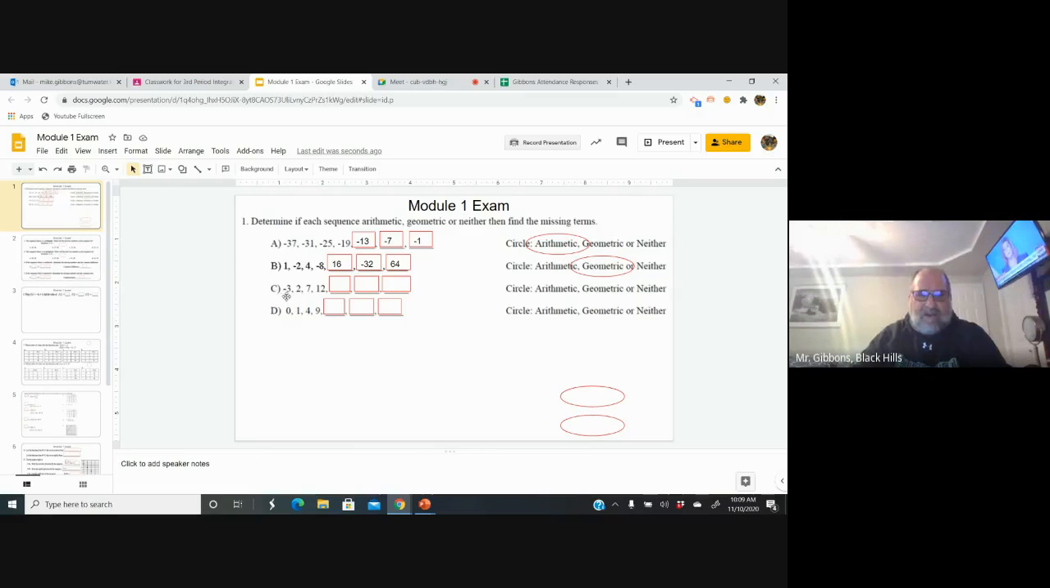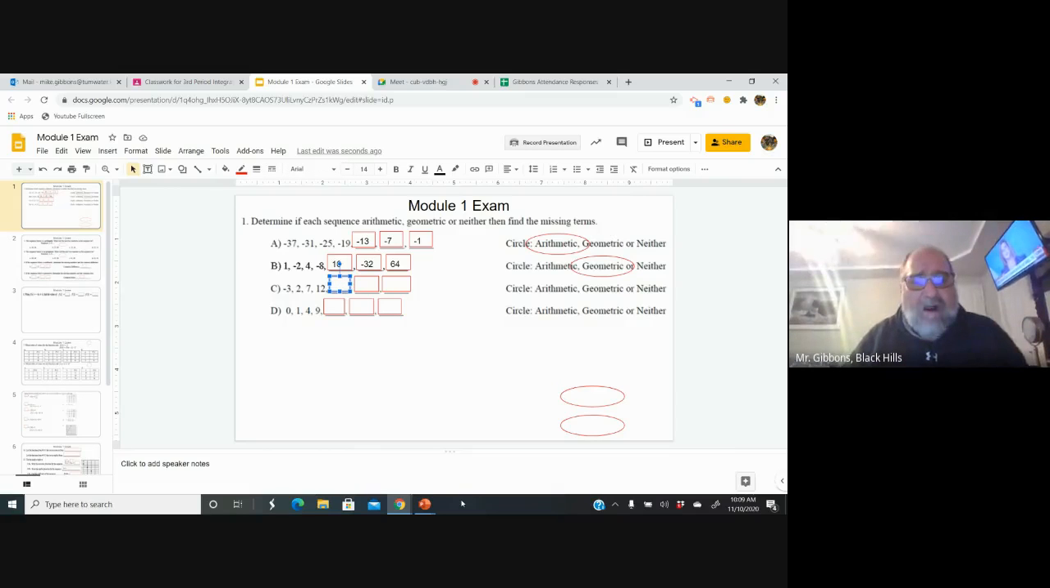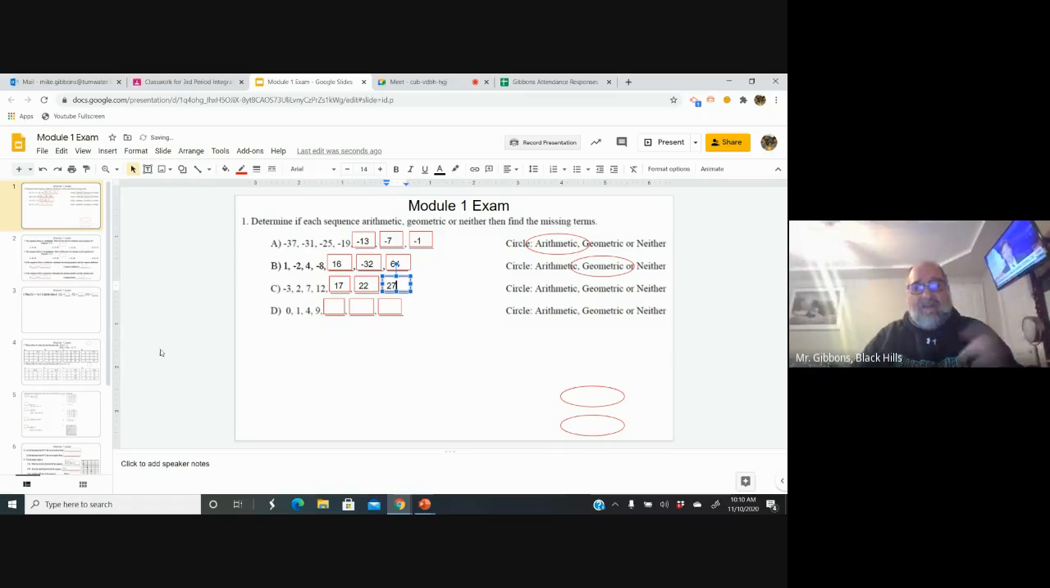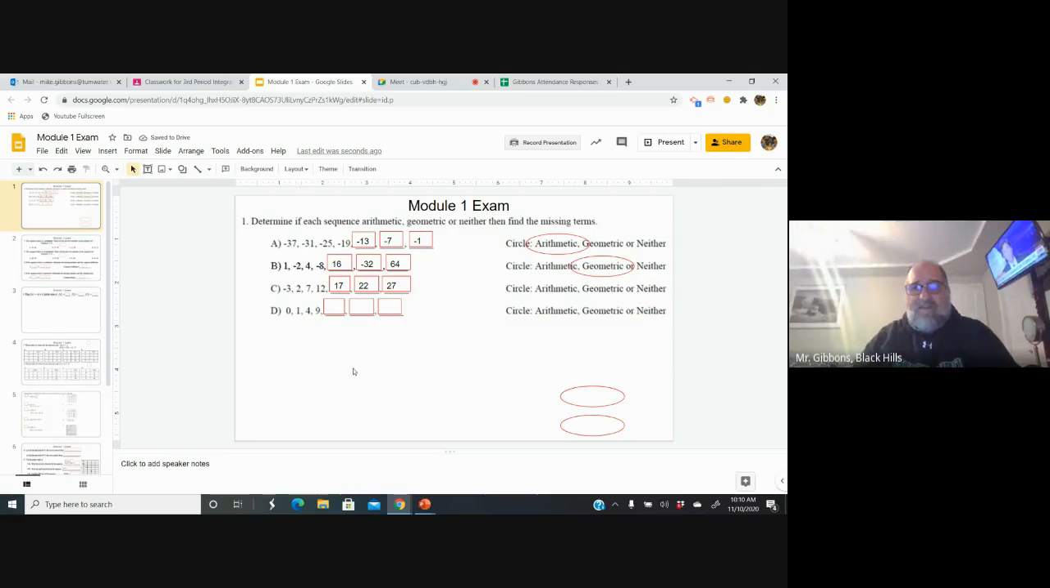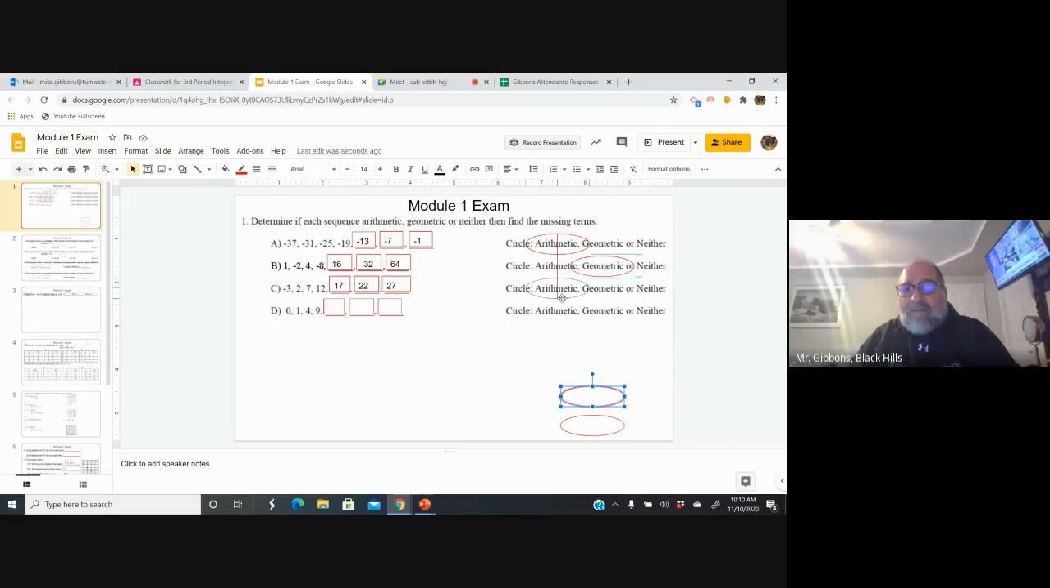-3 goes to 2, 2 goes to 7, 7 goes to 12. It looks to me like we're adding 5 every time. So let's continue the pattern right there. 12 plus 5 is 17. Plus 5 is 22. Plus 5 is 27. And that's a common difference of 5. So that means the sequence is arithmetic. So just go over here and grab the ellipse right there and slide it on arithmetic.